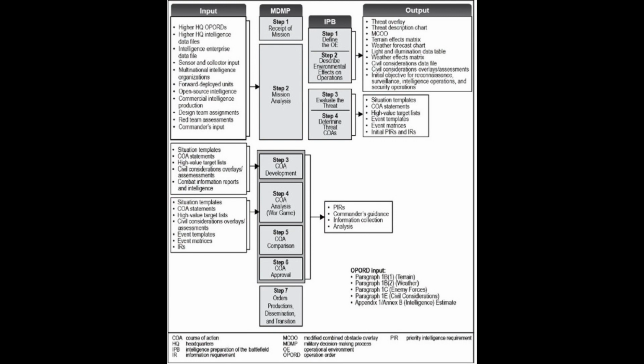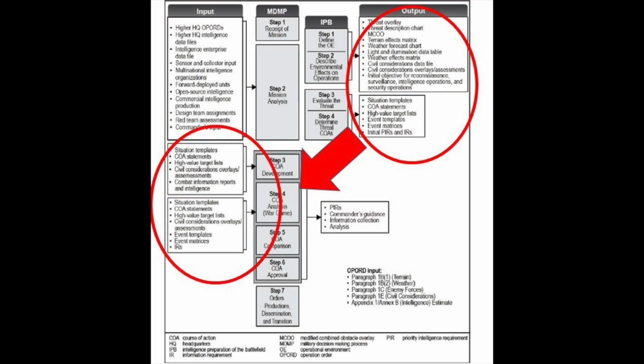And here also you have an example inside of ATP 2-01.3 where it explains the inputs and the outputs of IPB, or really part of the MDMP process, and how the outputs of IPB become the inputs of course of action development and course of action comparison. So really, if you're not producing, you're not supporting the entire process.